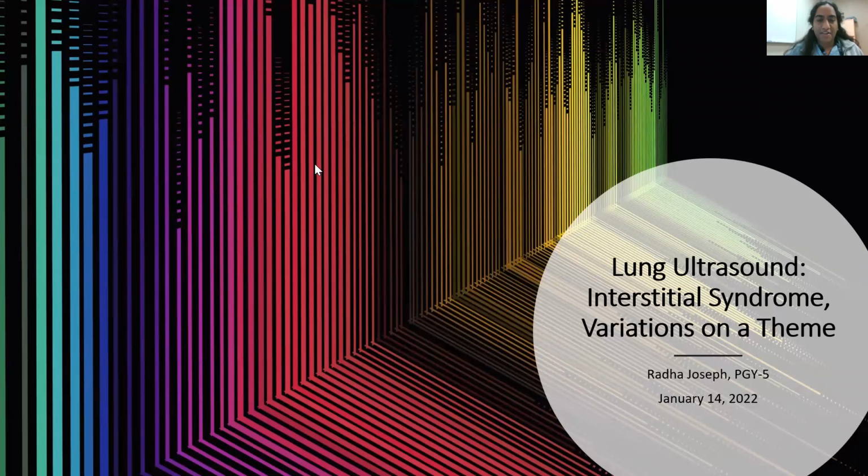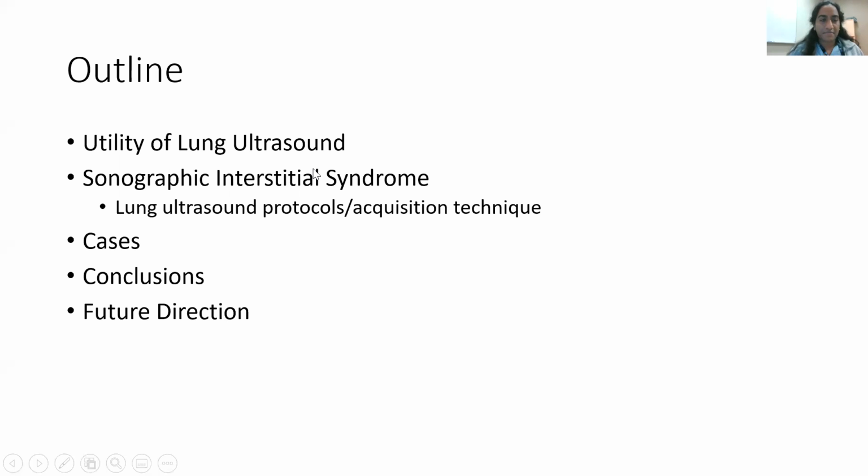So to give you a brief outline of what we'll be covering, we'll start with the utility of lung ultrasound, and then speak more in detail about sonographic interstitial syndrome, speaking also about lung ultrasound protocols and acquisition technique. And then we'll go through some cases of different types of interstitial syndrome, after which I'll provide some conclusions and thoughts about future direction. With that, I will turn my camera off for now, just to hopefully optimize our connection.